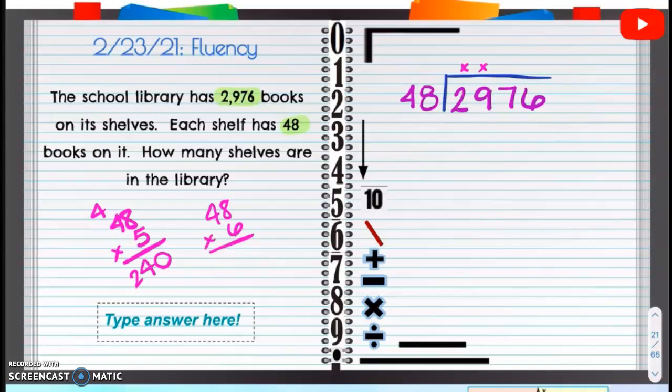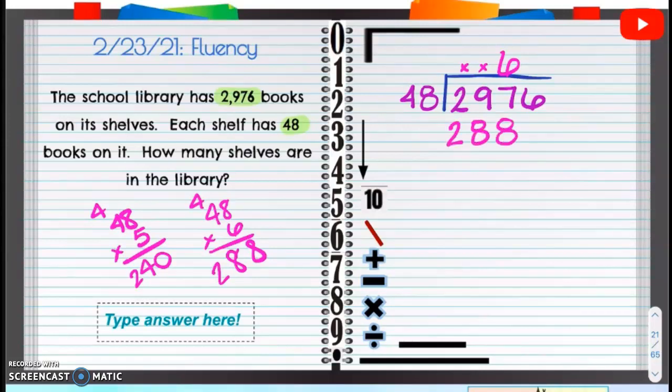6 times 8 is 48. Whoa! 6 times 4 is 24, plus 4 is going to be 28, so 288. Yes! It can go in 6 times. And when we have our 48 times that 6, we get 288.